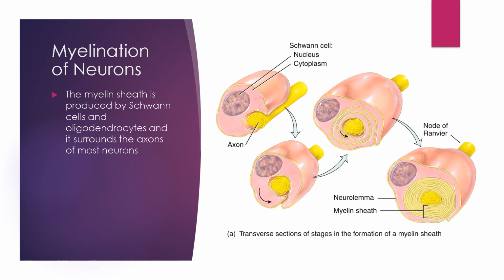Axons are surrounded by a multi-layered lipid and protein cover called a myelin sheath. These are said to be myelinated. So the sheath will actually electrically insulate the axon of a neuron and also increase the speed of nerve impulse conduction. So axons without this myelin sheath are said to be unmyelinated.